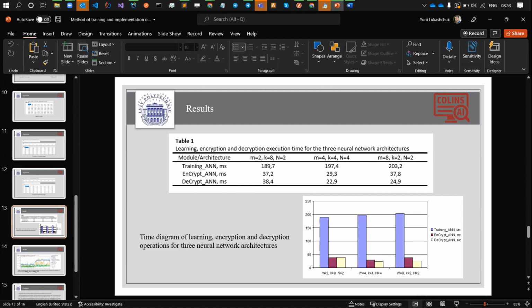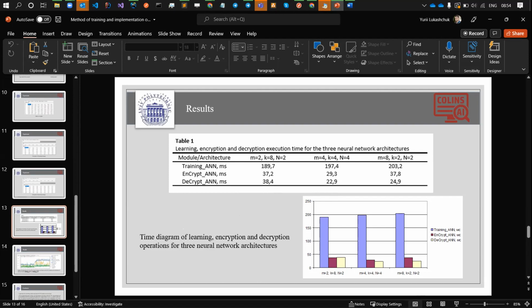Next, it was performed sequentially using a neural network with a defined architecture using configuration files, encrypting data based on a neural network using the software module encryptAN, and decrypting them using the software module decryptAN. Similar tests were performed for two other configurations of neural network architecture.